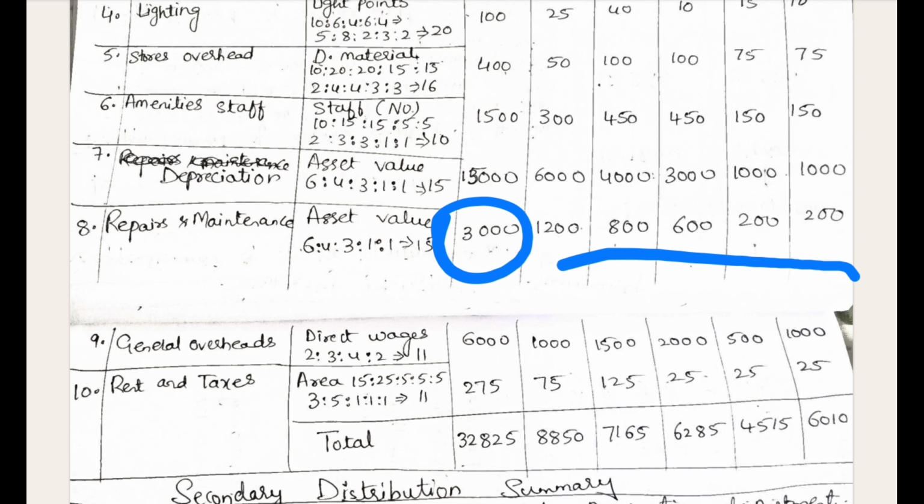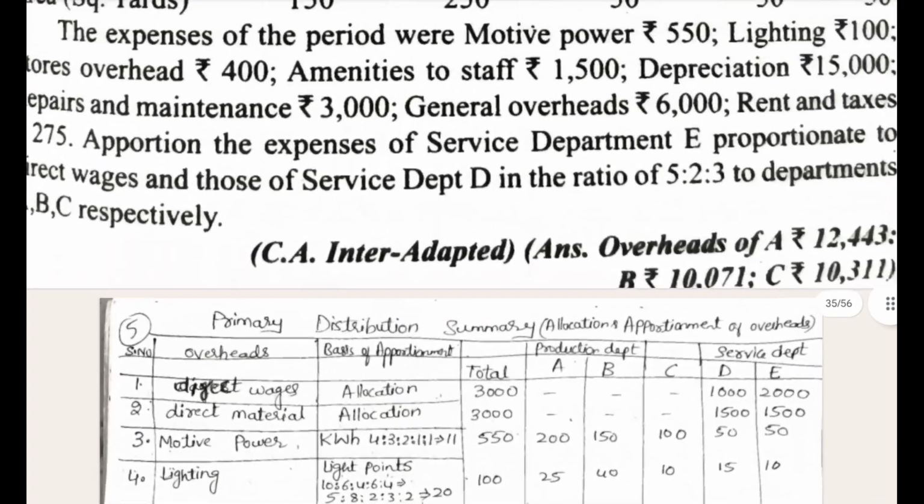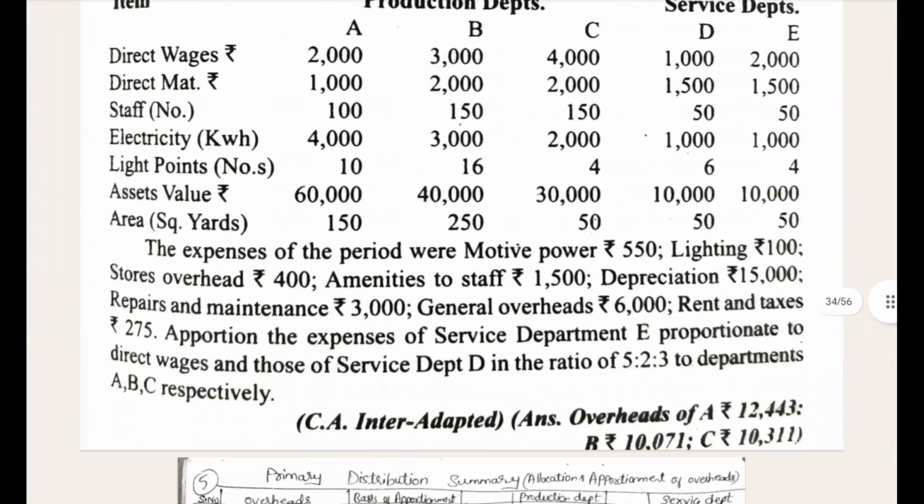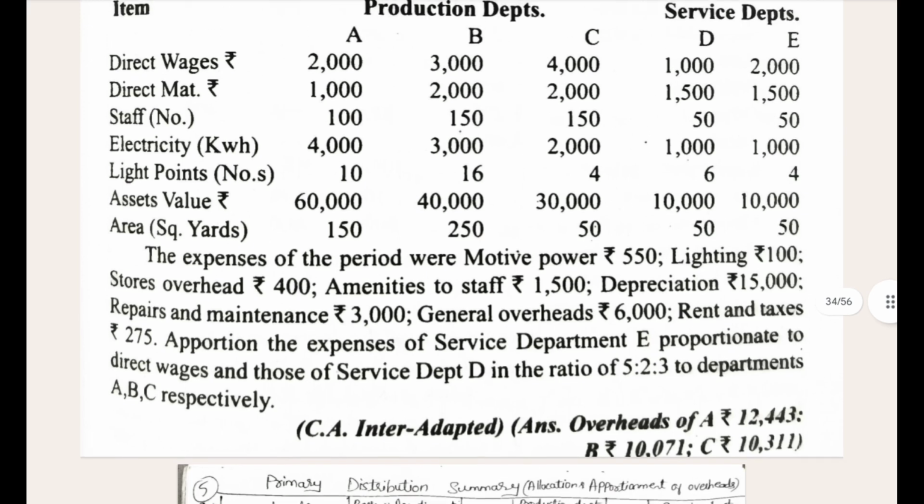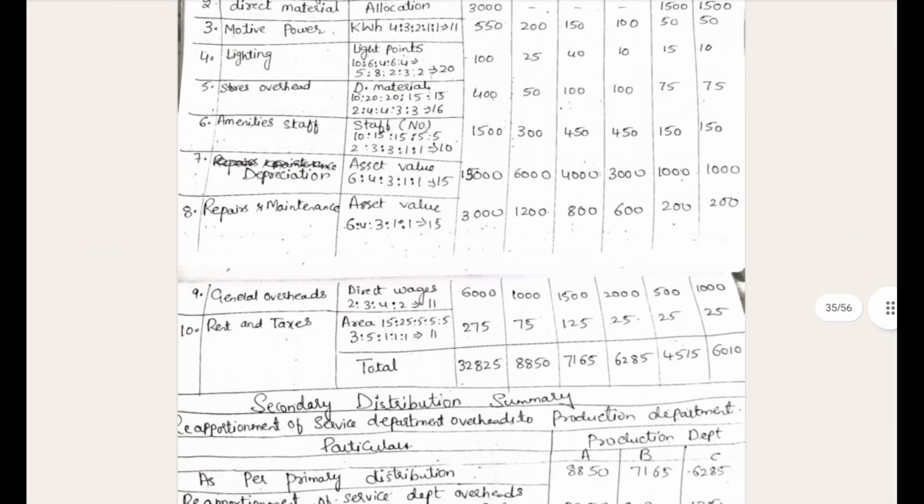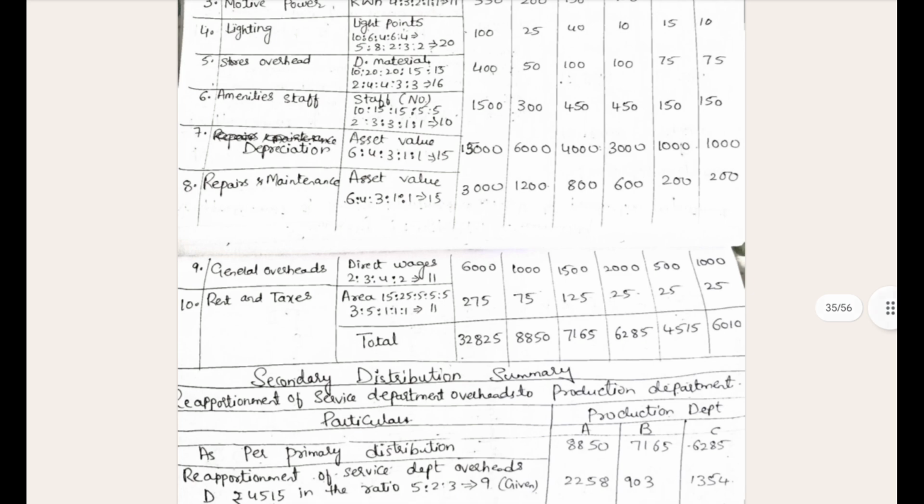Now general overheads we have to distribute on direct wages. This is the new point, note it down. General overheads we didn't come across in the previous problems, but we got it. Whenever you get a new point, just note it down so that it will be easy for you at the time of exam. On direct wages we are taking the ratio 2 is to 3 is to 4 is to 1 is to 2. Is it clear?